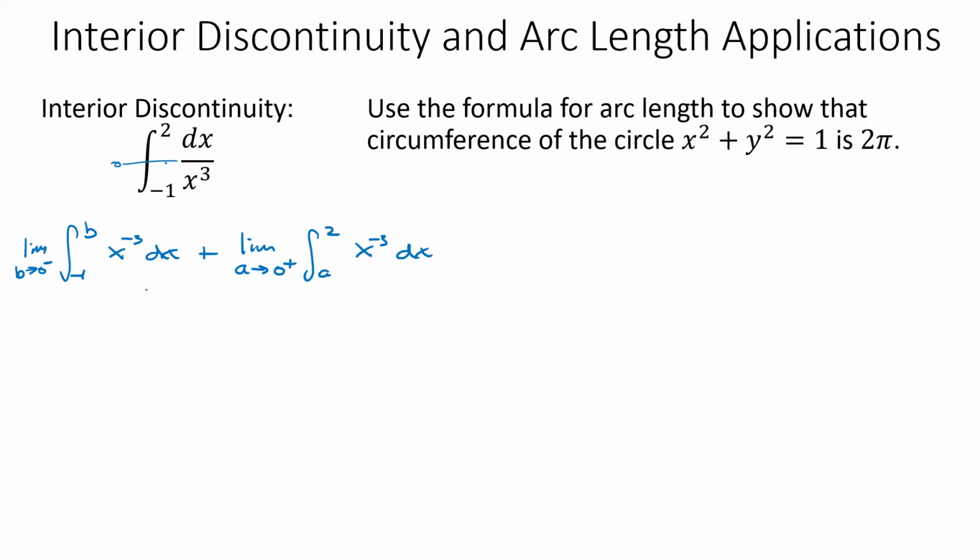All right, now if we integrate that, I don't think it's going to end well for us, but let's go ahead anyway. X to the negative 2 over negative 2, from negative 1 to b. Same thing here, from a to 2 though.